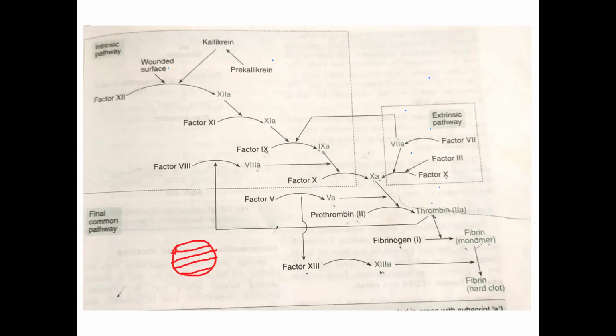Actually the fibrin monomers are like this before the action of the 13. They arrange like this. And when 13A acts on these fibrin monomers, these threads are constricted.